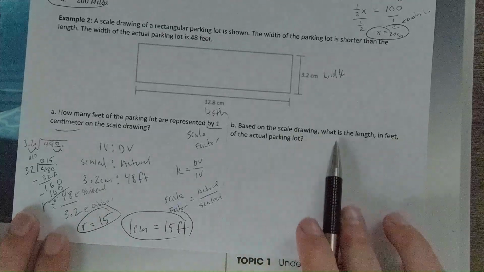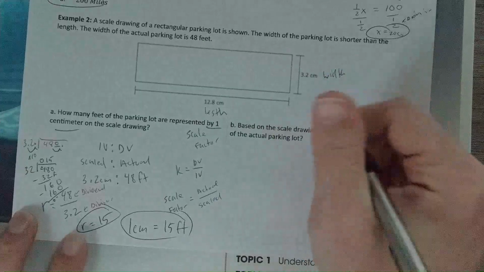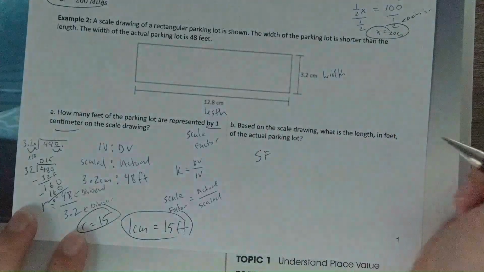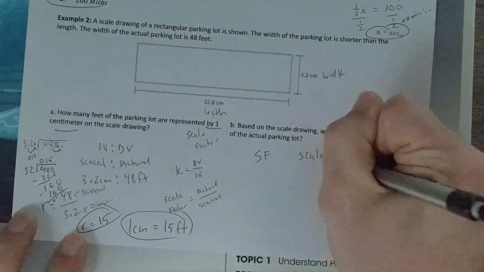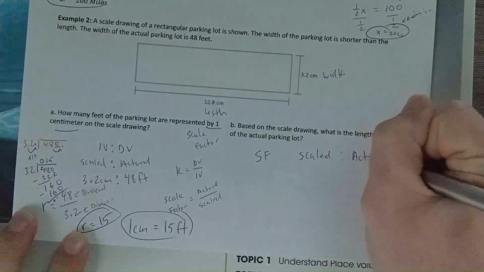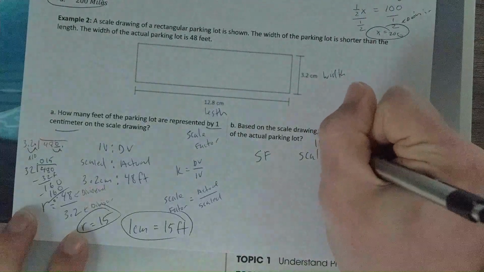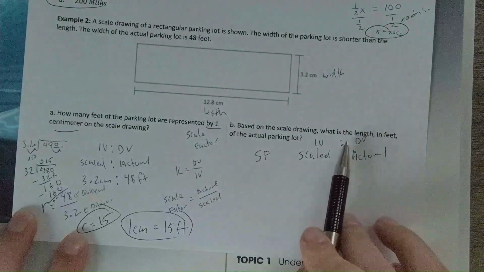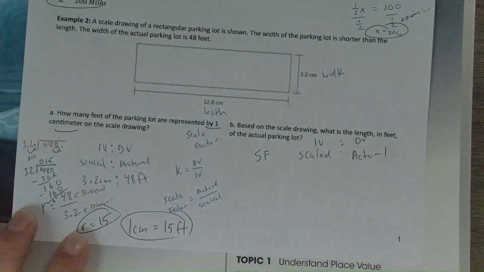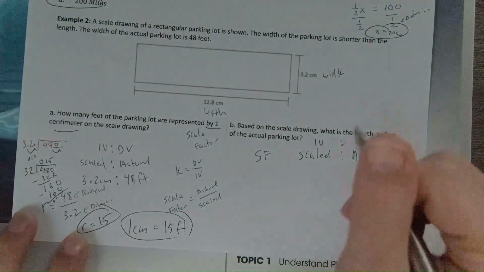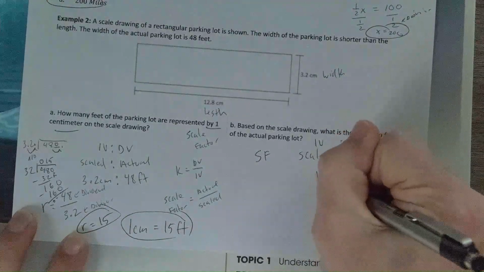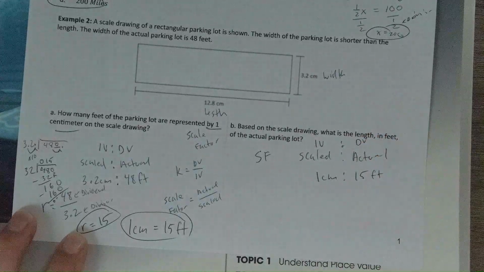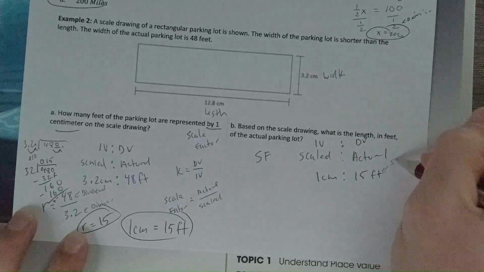Now, based on the scale drawing, what is the length in feet? Well, remember, we have to put our scale factor first. So scale factor, SF. Remember, it's actual per scaled, which is dependent variable per independent variable. So this means 15 feet per 1 centimeter. Now, our scaled amount is 1 centimeter, and our actual we just got was 15 feet. And so right here is our scale factor.